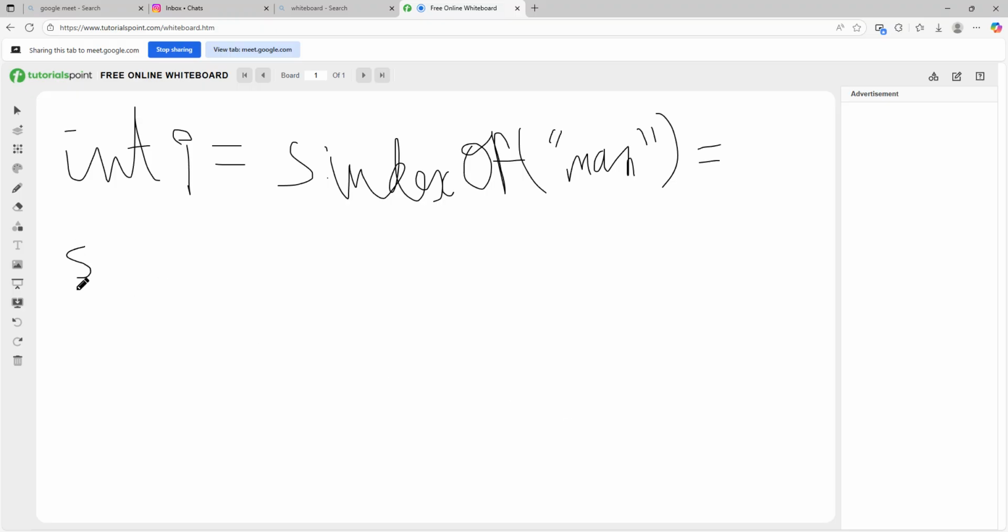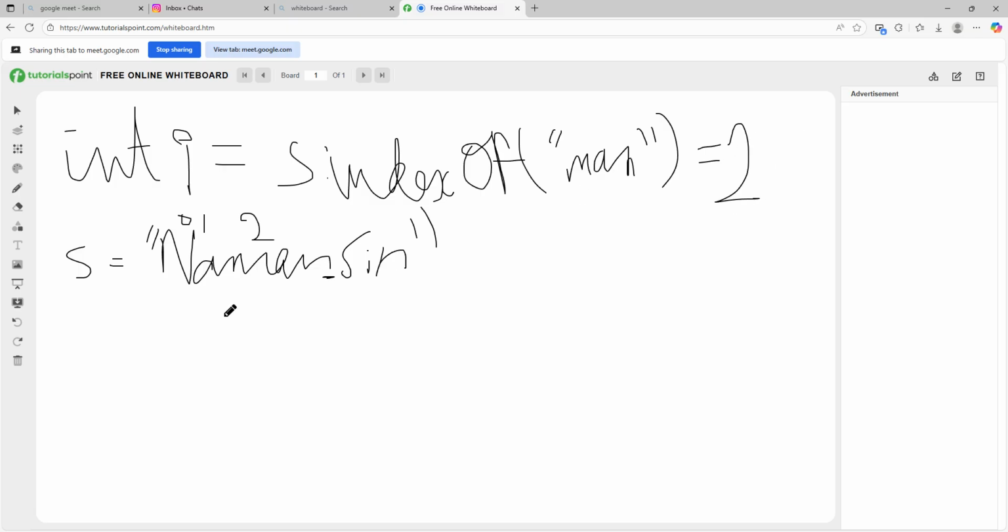So our S was equal to Naman sir. I'll write it again. Naman space sir, and this index position is 0, this is 1, and this is 2. So here it will give me 2 because MAN starts at 2. It gives the position of the starting letter.